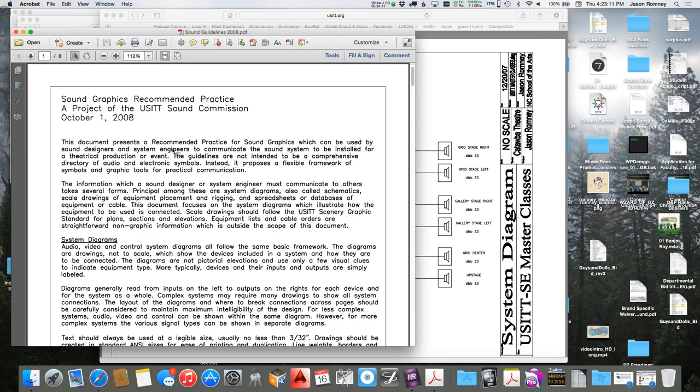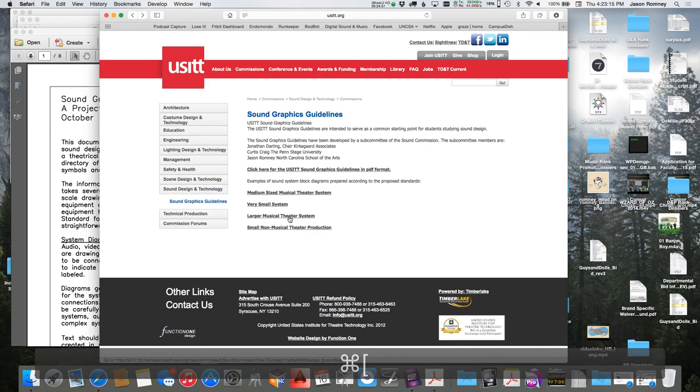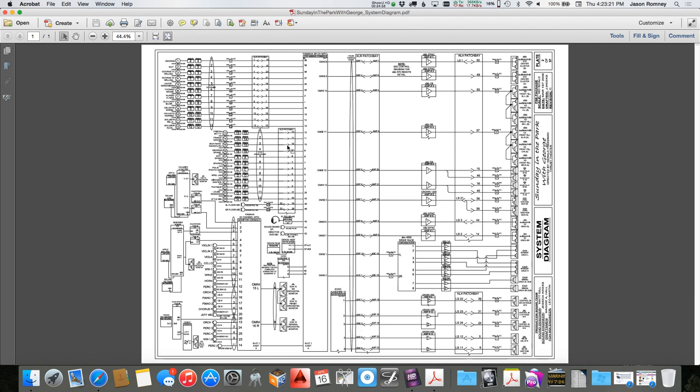For example, here is a much more complicated one. This is one from a show we did here called Sending the Part with George. Much more complicated drawing. There's a lot more going on here. And notice that very rarely do we end up with lines that are dogleg like that. You know, she ended up having to do it here.